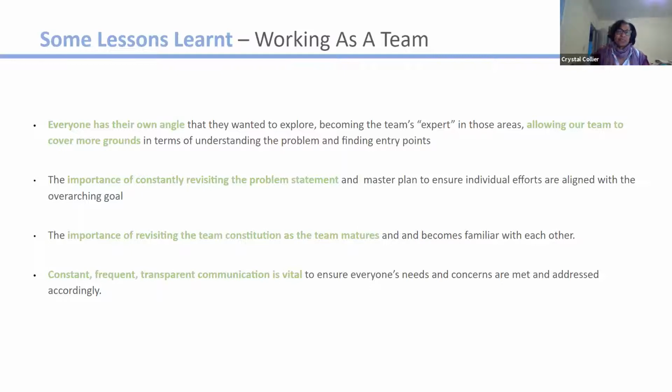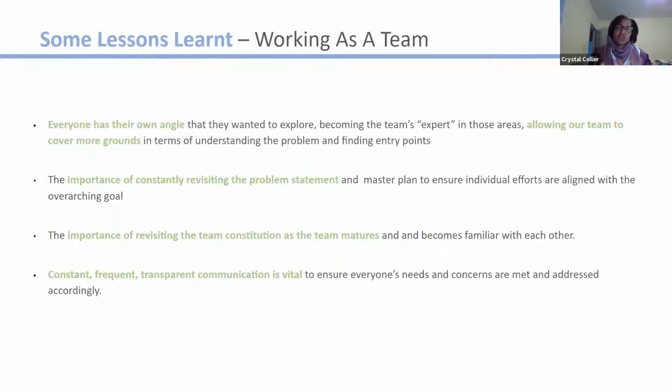So these are just some of the lessons that we learned working as a team. Everybody has their own angle. We all come to this with different priorities, different interests. So it was really helpful to be able to allow people to explore those things, but then to come together to see how it allowed us to move forward as to being prescriptive.